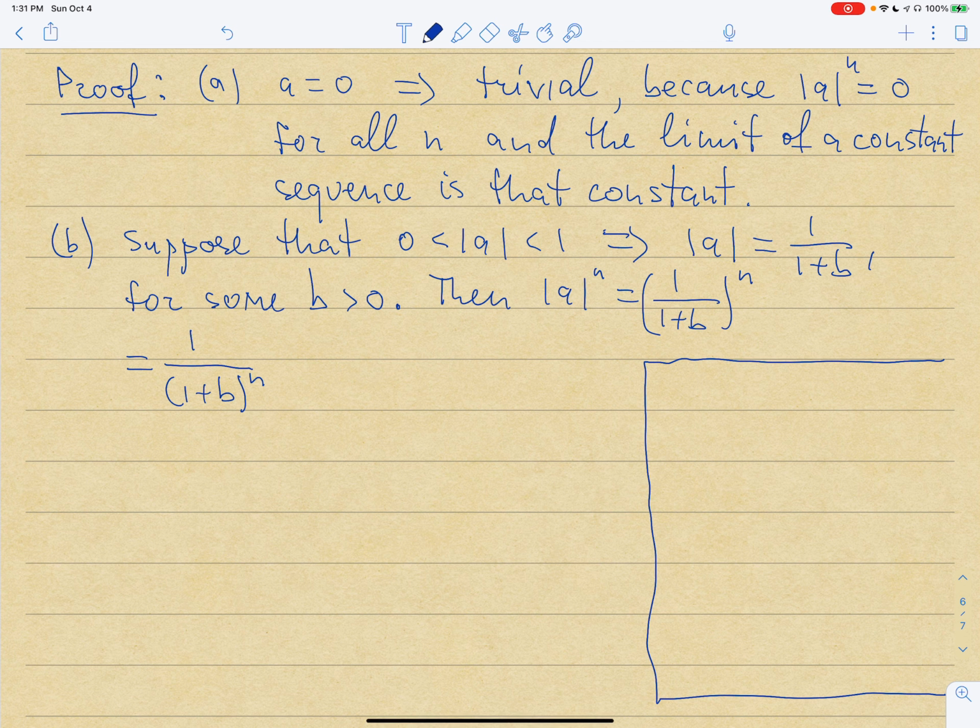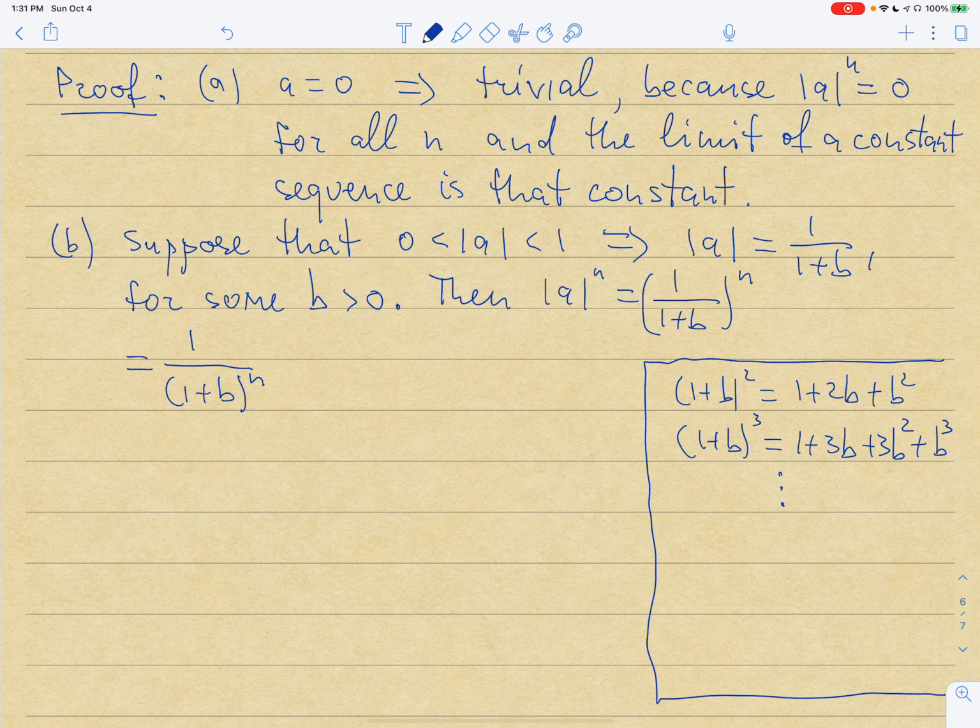Let's try to show the following. So if I have (1 + b)^2, this is 1 + 2b + b^2. If I have (1 + b)^3, you might remember this is 1 + 3b + 3b^2 + b^3, etc.